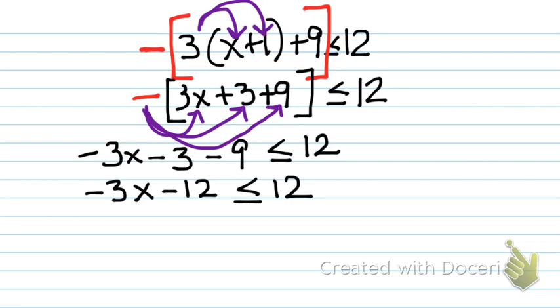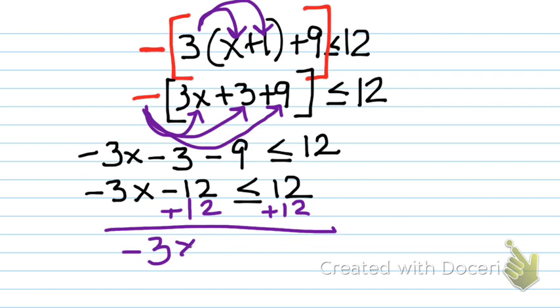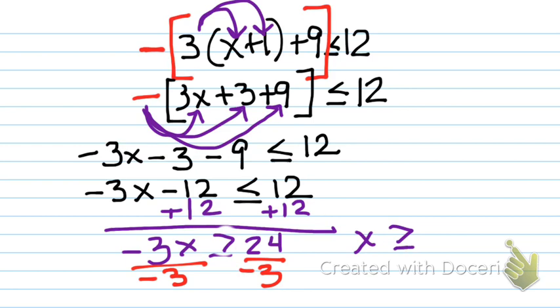And then we proceed to get the x by itself by adding the 12 on both sides. And we come out with negative 3x is less than or equals to 24. And we have to remember that when we divide by a negative number, we need to switch the sign. So immediately erase and flip. And therefore, our second x must be greater than or equals to negative 8.